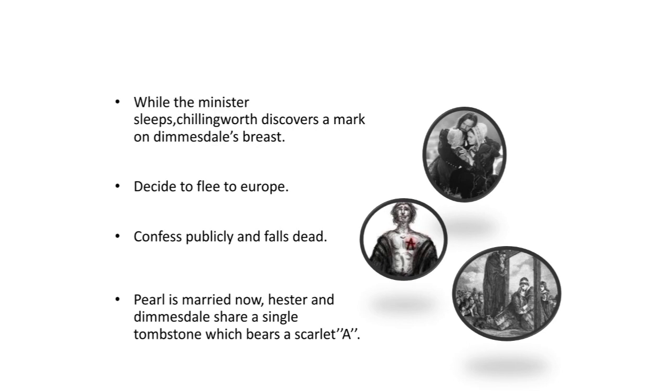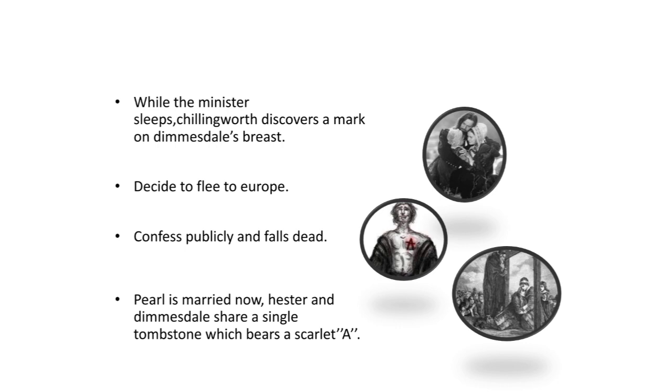But one day, on election day, tormented by his sin, Arthur Dimmesdale confessed publicly that he is the father of Pearl and died in the arms of Hester. In the next scene, we find that Chillingworth also dies a few years later. Hester and her daughter Pearl leave Boston and no one knows what has happened to them.